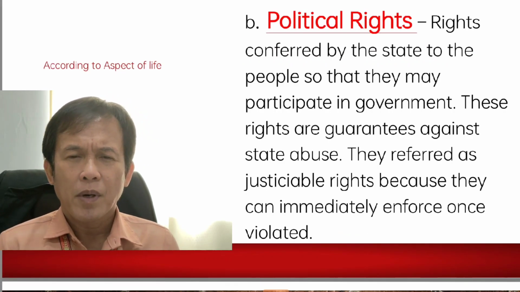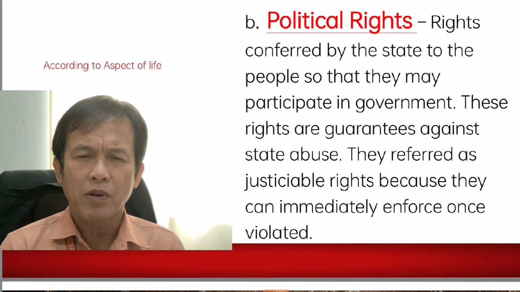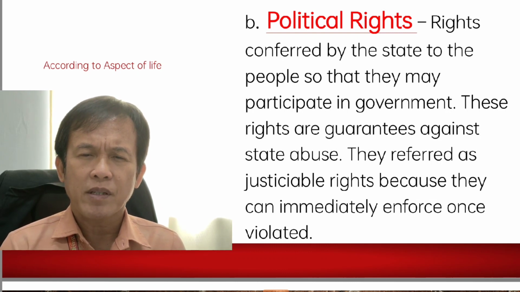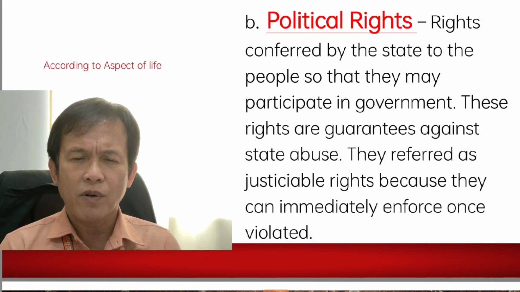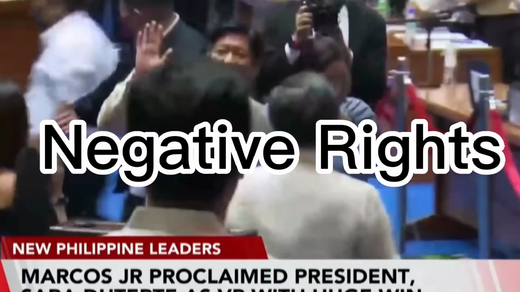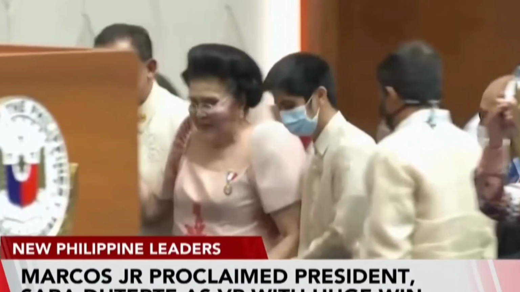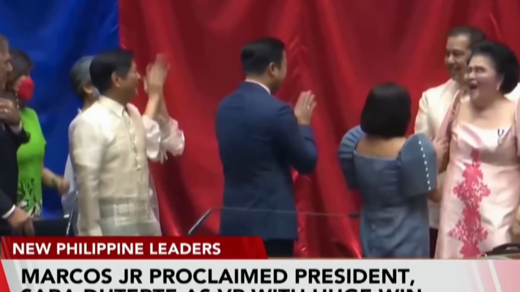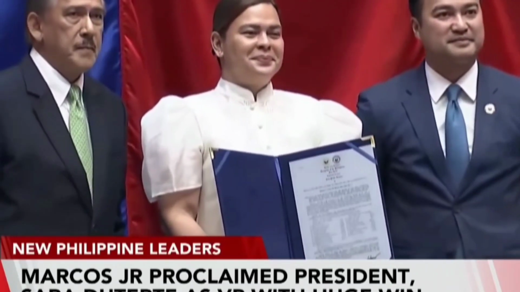Letter B. Political rights. These are rights conferred by the state to the people so that they may participate in government. These rights are guarantees against state abuse. They are referred to as justiciable rights because they can be immediately enforced once violated. They are also called negative rights because the state is refrained from violating them. Example: right to life, to own property, to marry, to enter any contract, to seek justice in the courts.